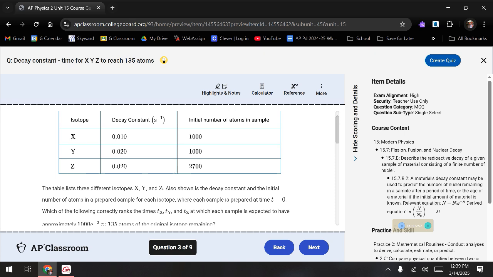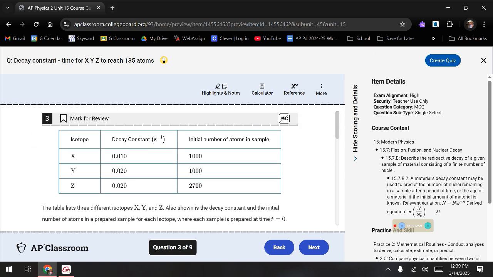So how long did it take this sample right here to get to 135? 150 seconds. Whereas this guy, which started with a smaller number, how long should it take? Well, how long is it going to take this 1,000 to go down to 370? One amount of time, which was what for this? 100 seconds. And then to go from 370 down to 135 should take another one. So how much should this take? 200 seconds. So which one should do it faster? Z, even though it starts with 2,700, should actually get down to that number faster than X does.